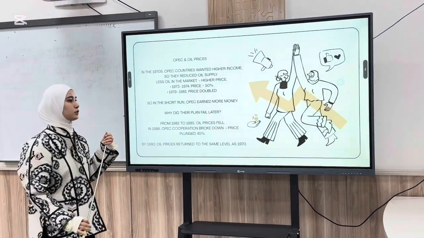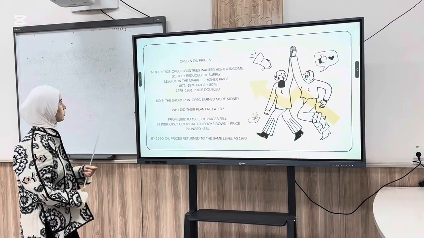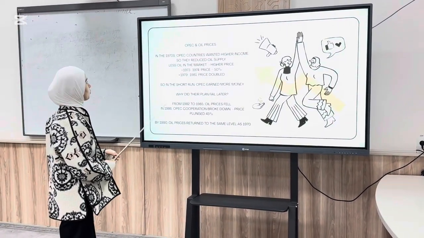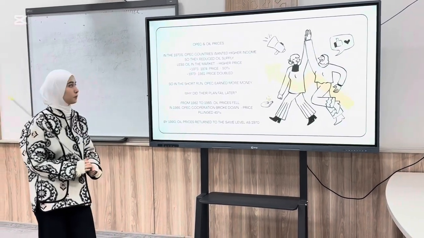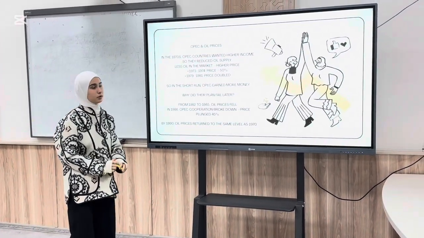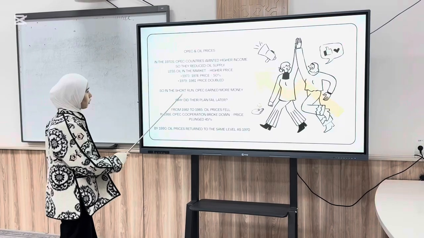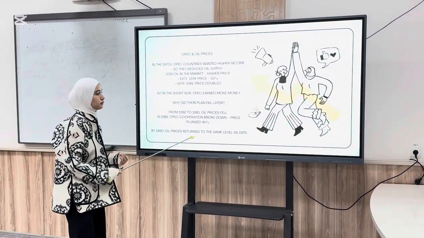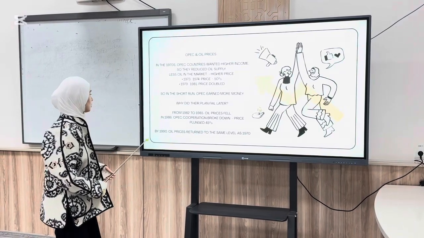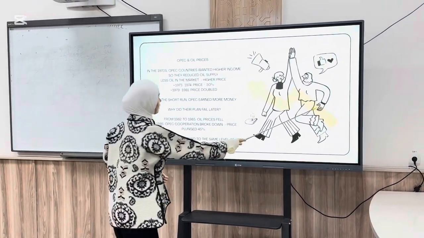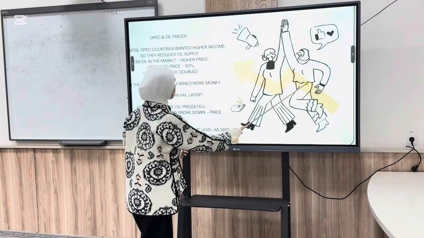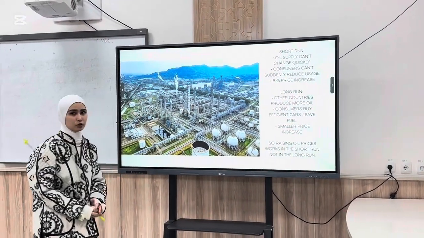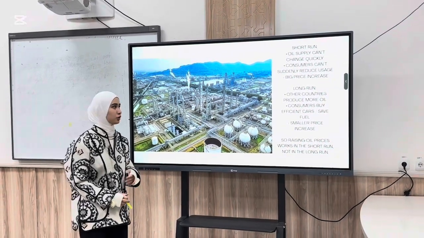And this is our second example, OPEC oil prices. In the 1970s, OPEC countries wanted higher income, so they reduced oil supply. So in the short run, OPEC earned more money. But why did their plan fail later? Because their plan was suited for the short run, not for the long run.